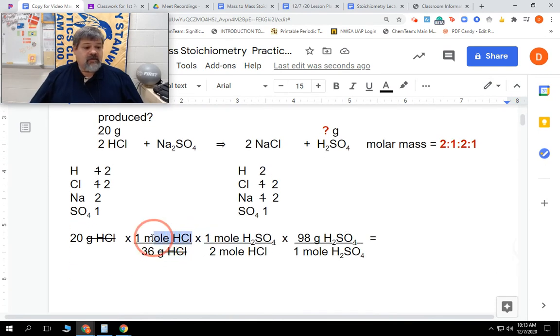So I'm going to put moles of hydrochloric acid here, moles of hydrochloric acid down there. Get rid of that. Moles of sulfuric acid up here, and moles of sulfuric acid down here. So we're left with grams of sulfuric acid, H2SO4.